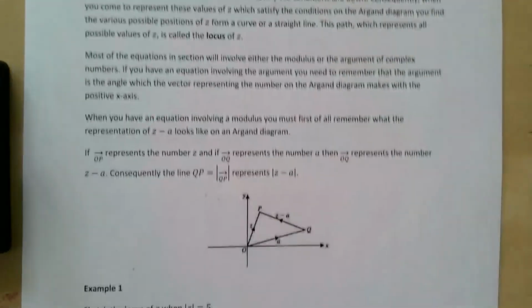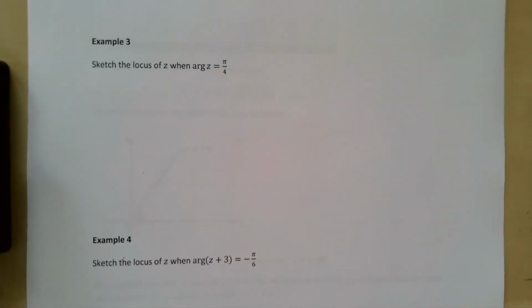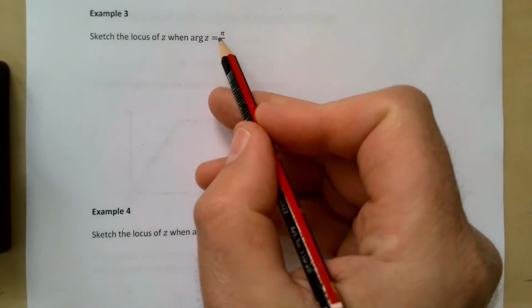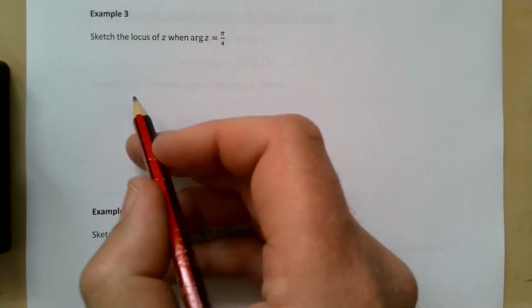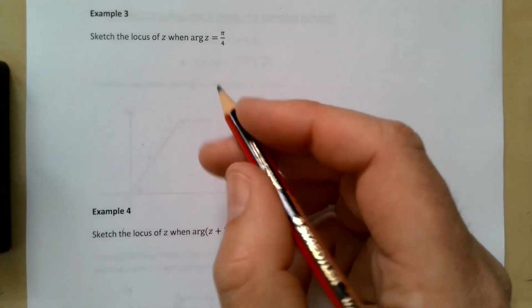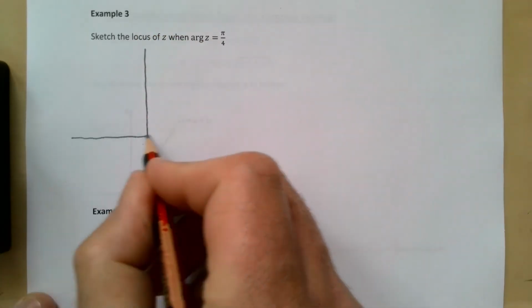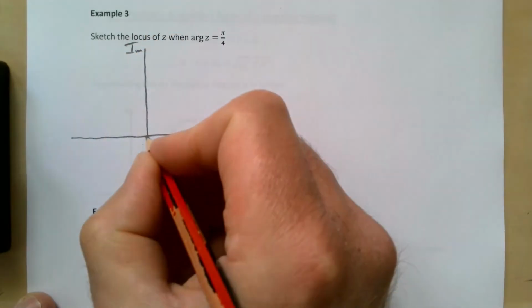Let's take a wee look at the ones over the page. Sketch the locus of z whenever the argument of z is pi over 4. Again, think of any ones where it's going to be 45 degrees. 1 plus i, 1 across 1 up, 2 across 2 up, 3 across 3 up, and we're just going to draw those in. So here's my axis again. That's my real axis, and that's the imaginary axis. Pick some of those points.